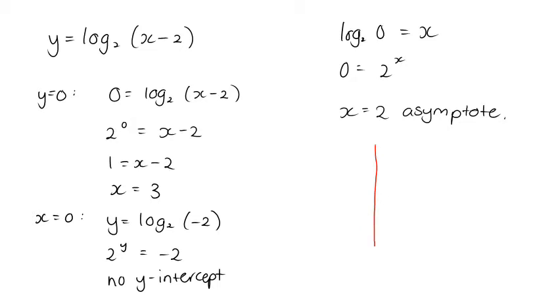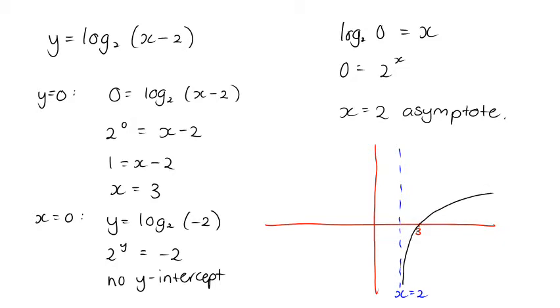Yeah, so sketching that, we have x equals 2 asymptote. We've got an x-intercept of 3 and no y-intercept because it comes up like this. You can also double check your answer by choosing values of x, putting them in and seeing what you get.